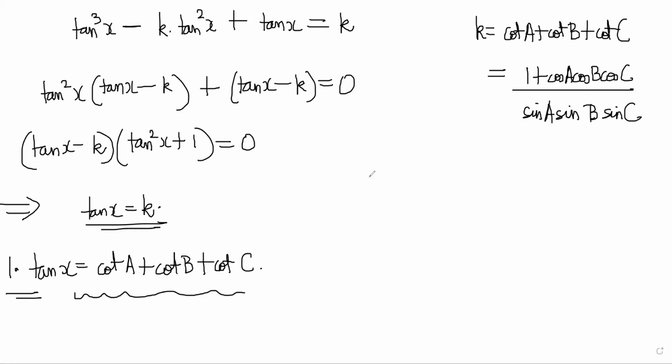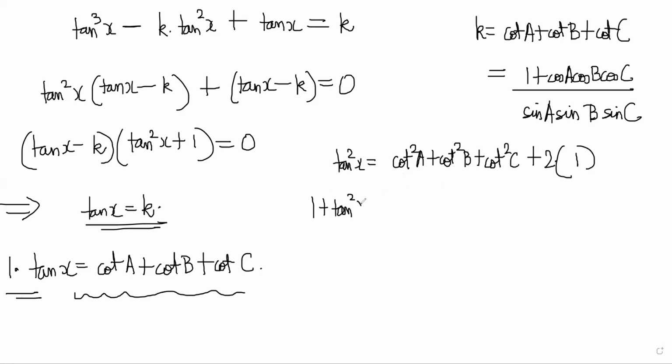If you take squares at this stage, tan square x will become cot square A plus cot square B plus cot square C plus 2 times the sum of the products of the cots taken 2 at a time, which is cot A cot B plus cot B cot C plus cot C cot A, but that is equal to 1 for a triangle. We have already shown that earlier. So if you do 1 plus tan square x, that will become 3 plus cot square A plus cot square B plus cot square C, right?